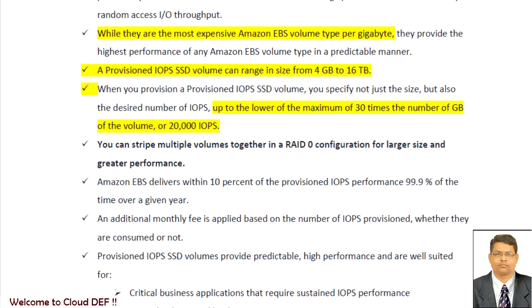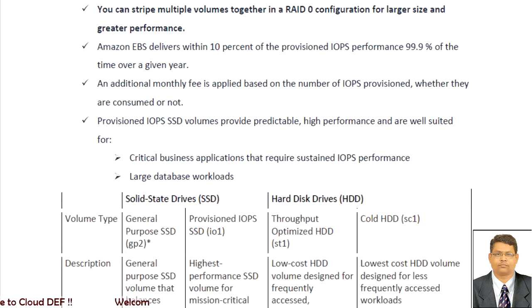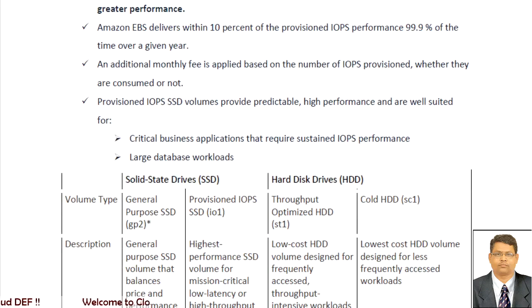Amazon EBS delivers within 10% of the provisioned IOPS performance 99.9% of the time over a given year. An additional monthly fee is applied based on the number of IOPS provisioned, whether they are consumed or not. Provisioned IOPS SSD volumes provide predictable, high performance and are well suited for critical business applications that require sustained IOPS performance, and large database workloads.